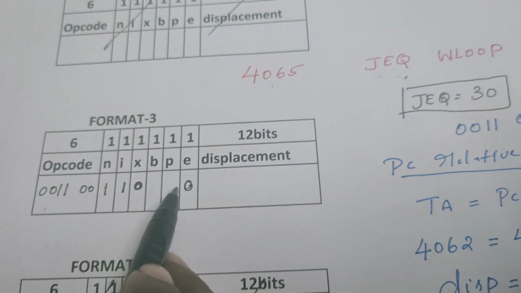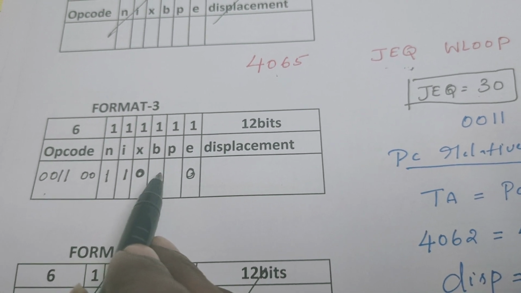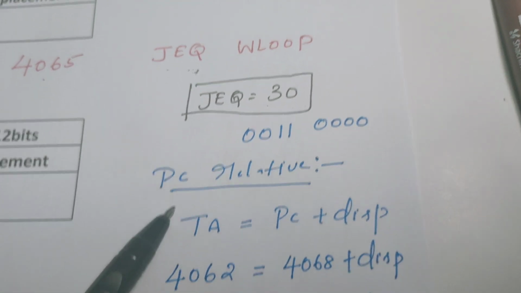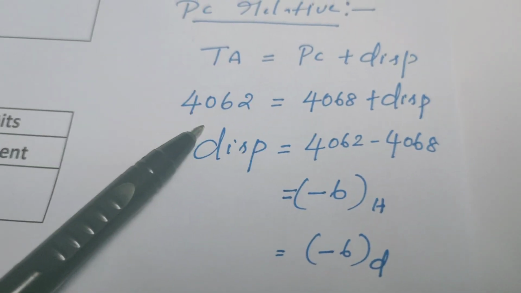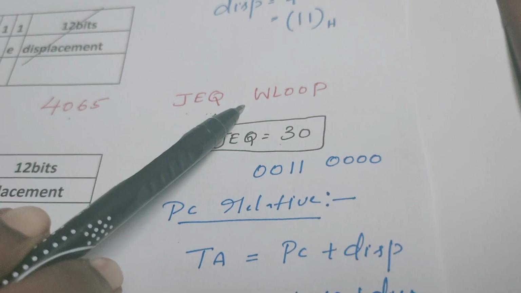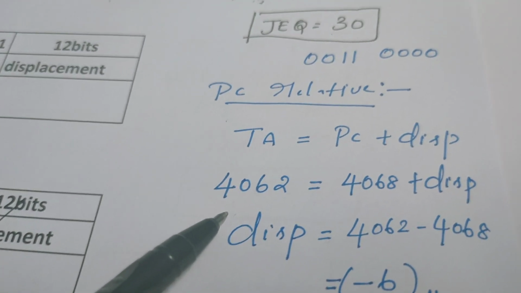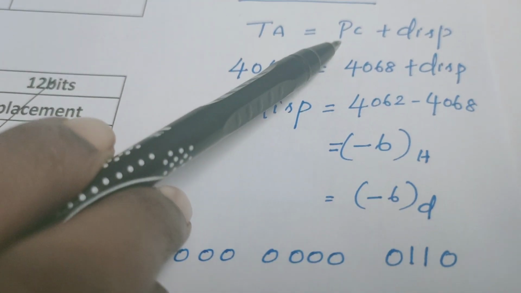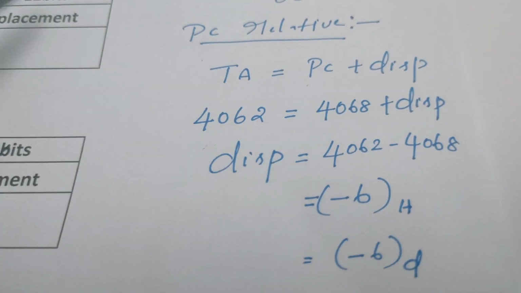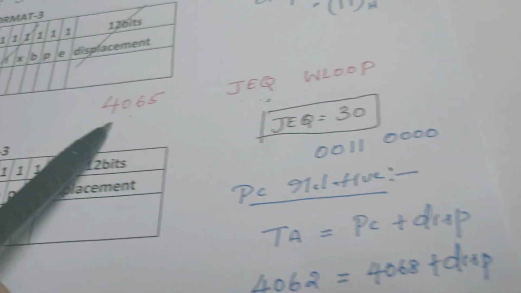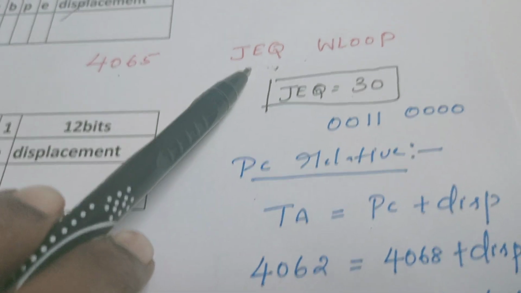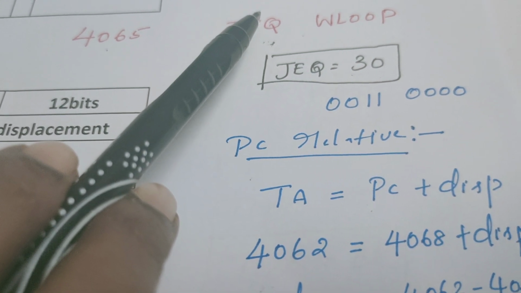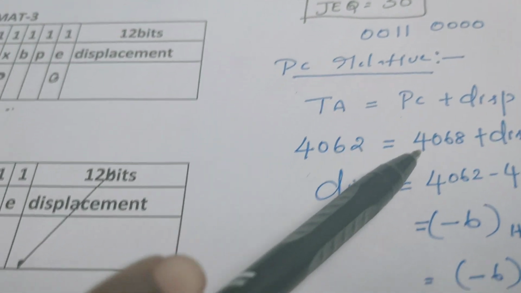Again, the tie is between PC relative or base relative. So first we assume PC relative. Target address is 4062. The WLOOP address is 4062, which we have already inserted into the symbol table. I have fetched the value from there. PC is the address of the next instruction. The current instruction address is 4065. We know it is format 3. If you add 3 to this value, automatically you will come to know the address of the next instruction. So PC value is 4068.